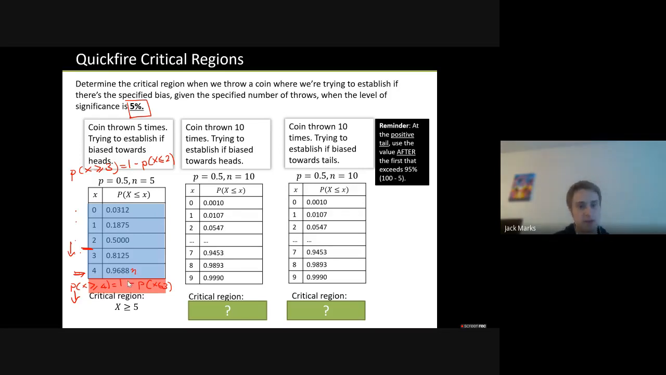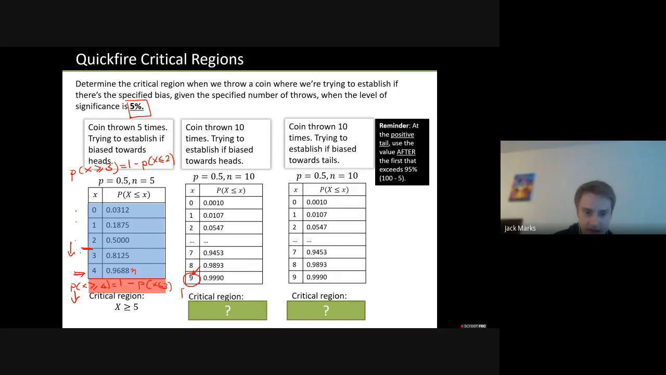Or if you like, it's the first number after the one that's above 95%. That's another way you can do it. So let's try that as a quick method: the first value after the 95% one. Well, this is before 95. So this is the first value that goes past 95. So then you pick the next one.